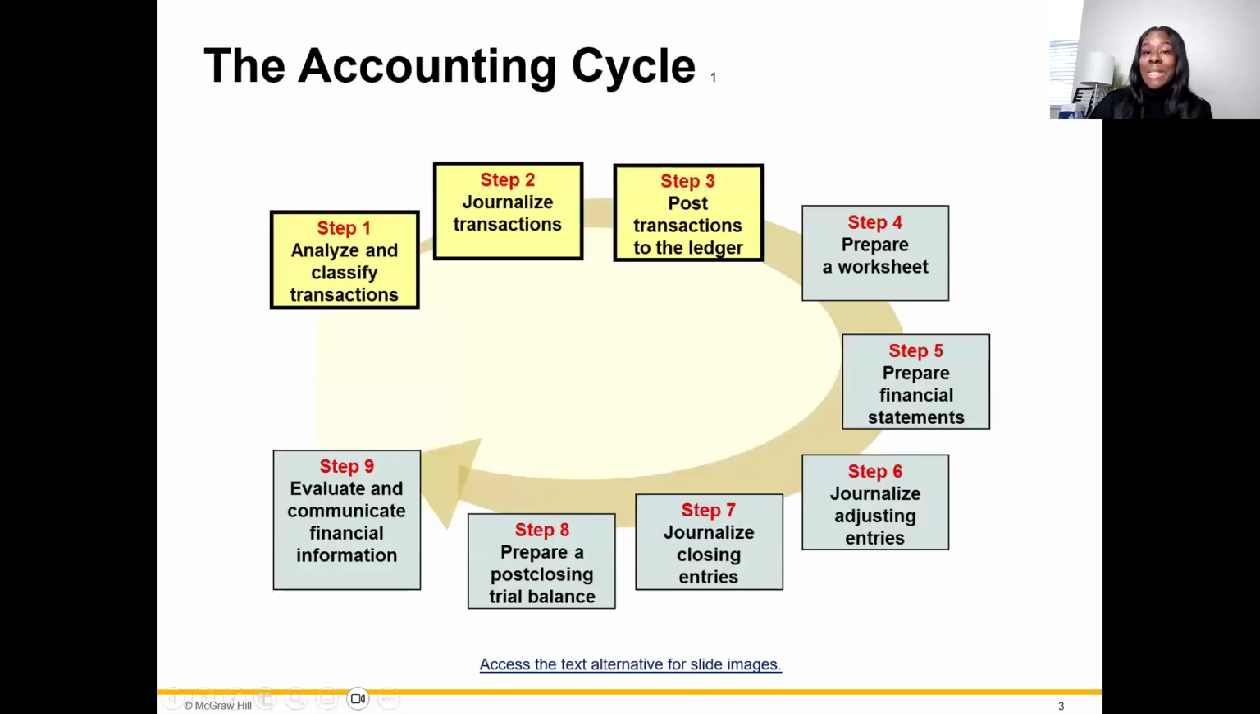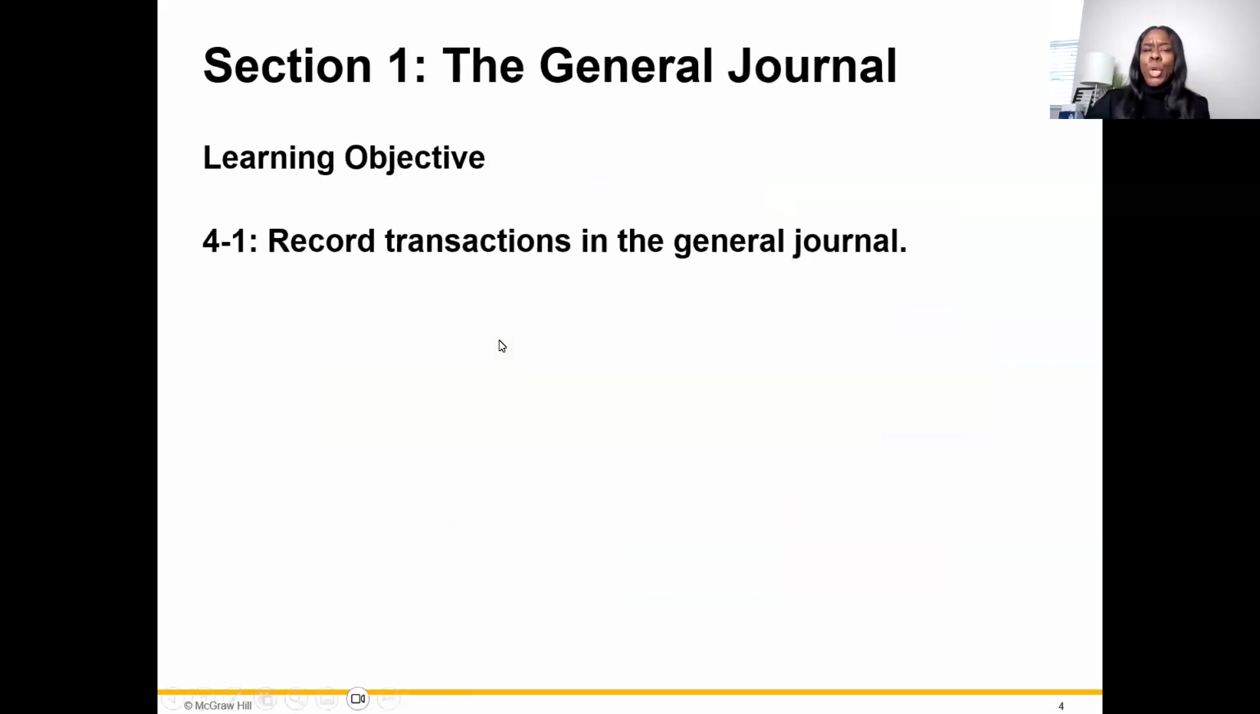So the entire accounting cycle. We have looked at step 1, where we analyze and classify transactions. We've learned how to journalize those transactions and looking at posting transactions to the ledger. Then we're going to look at preparing a worksheet, financial statements, adjusting entries, closing entries, a post-closing trial balance, and then being able to evaluate and communicate financial information. I don't know about you, but that sounds like a whole lot of fun to me. All right, let's rock and roll.